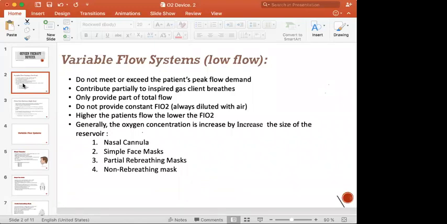So, low flow system. As we all know, the examples of low flow systems are the nasal cannula, simple face mask, partial rebreather mask, and non-rebreather mask. So a low flow system will not meet the patient's inspiratory flow demand. Because the flow is very low and the patient's demand exceeds the oxygen flow, the device will not meet the patient's inspiratory flow.